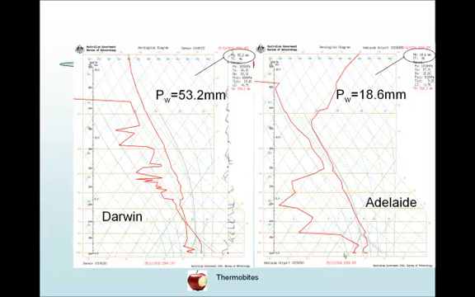So in this video we've had a little bit of a look at values of precipitable water and how they vary geographically and seasonally.